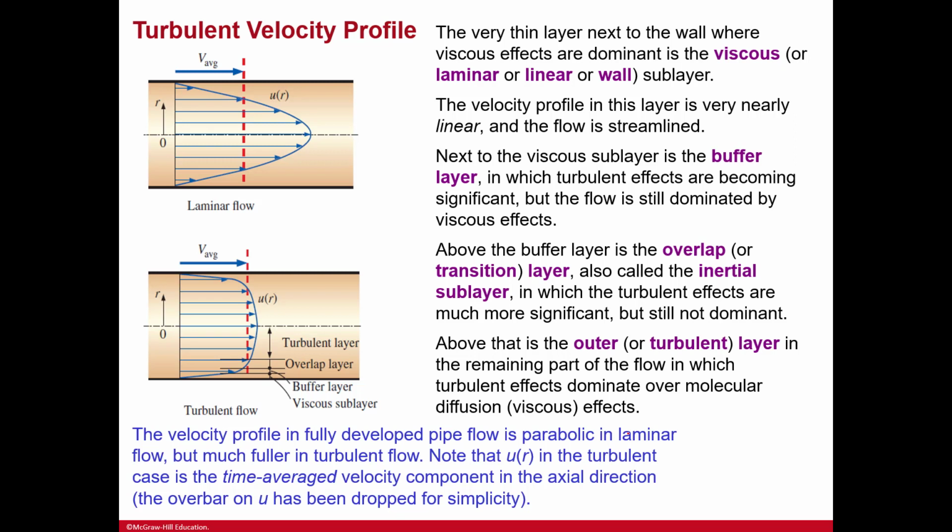Above the buffer layer is the overlap or transition layer, which is also called the inertial sublayer, in which the turbulent effects are much more significant, but still not dominant. So it's starting to catch up. Above that is the outer or turbulent layer, in the remaining part of the flow, where turbulent effects dominate over the molecular diffusion, the viscous effects. So this is when the viscous is no longer able to counteract.